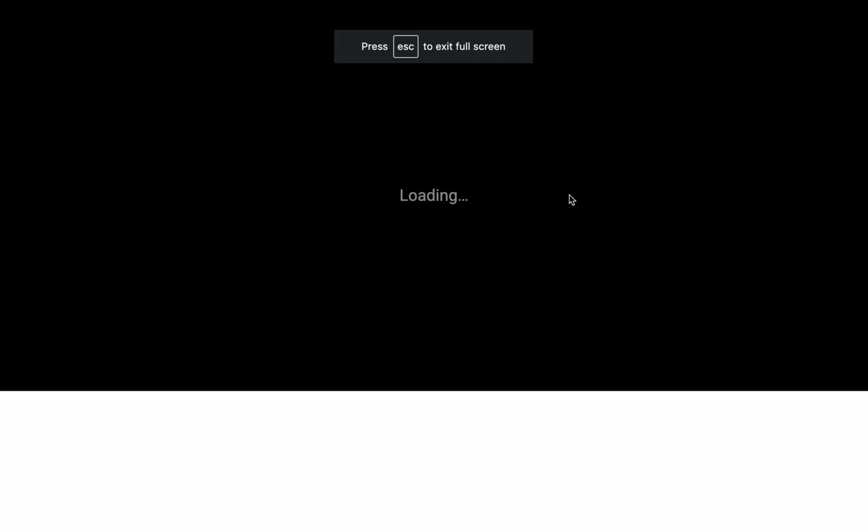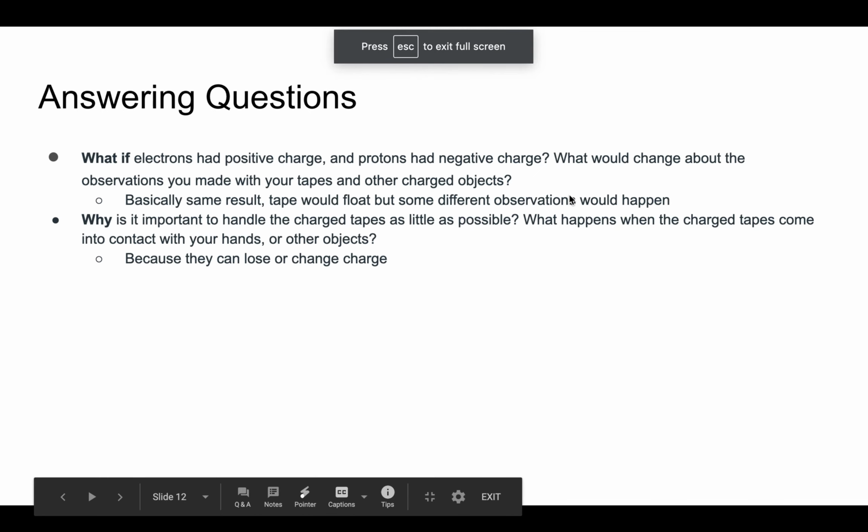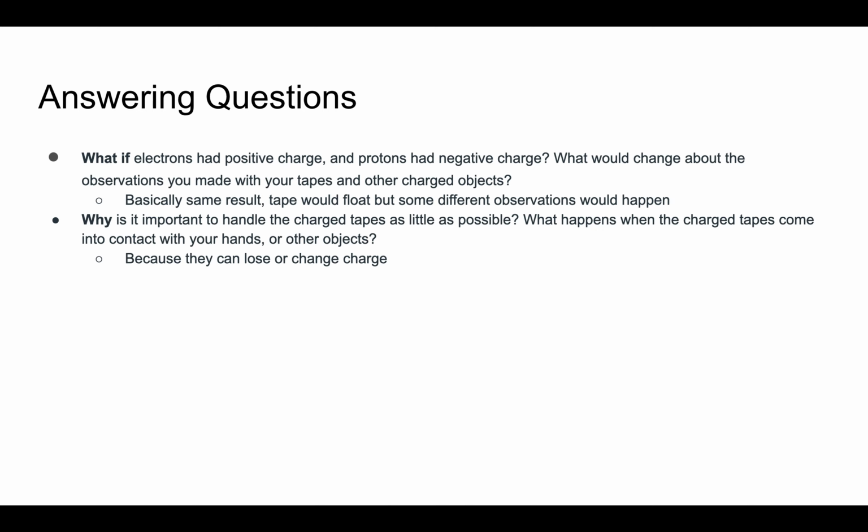Back to the presentation. To answer the two questions given in the lab assignment: if electrons had a positive charge and protons had a negative charge, what would happen? It would basically be the same experiment, except some observations would be different. And the reason why you don't want to handle anything is just because you don't want to lose or change the charge.